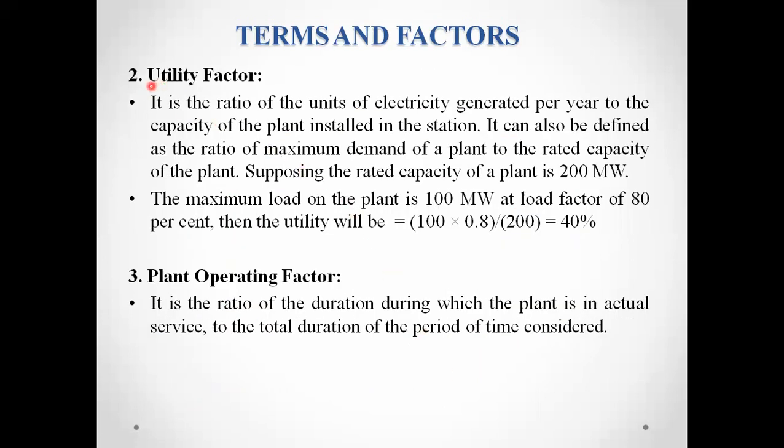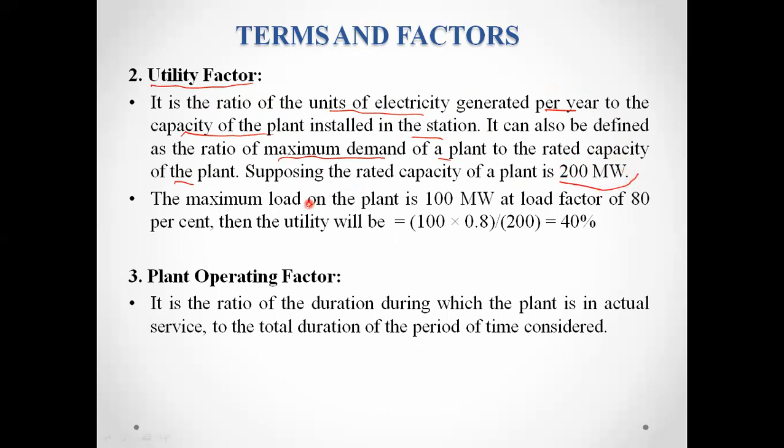Then the second important term in the economy of power generation is the utility factor. It is the ratio of the units of electricity generated per year to the capacity of the plant installed in the station. It can also be defined as the ratio of the maximum demand of a plant to the rated capacity of the plant.